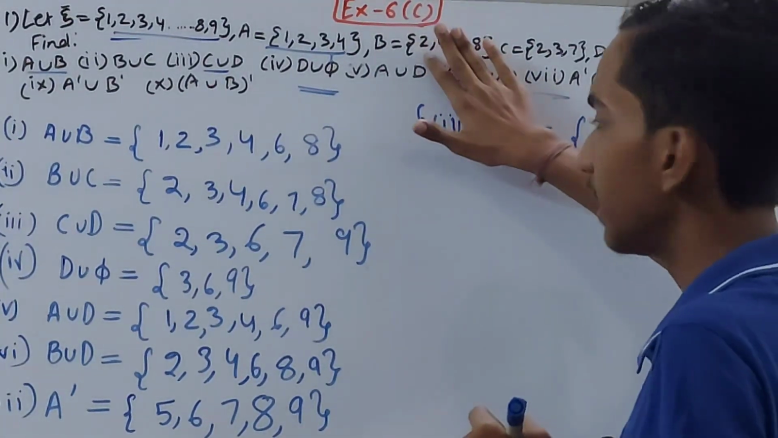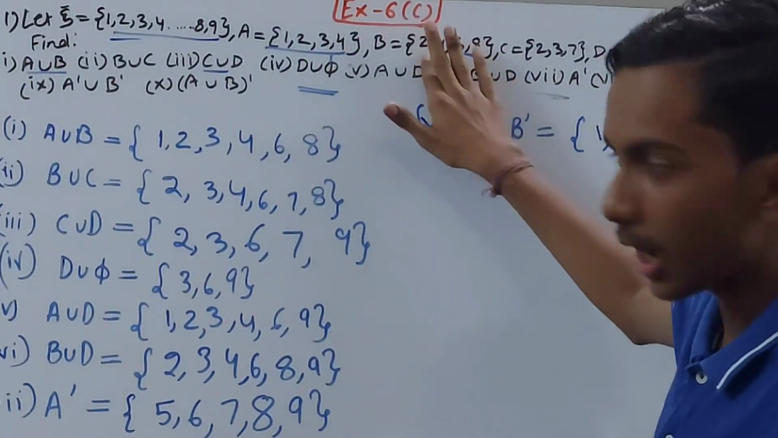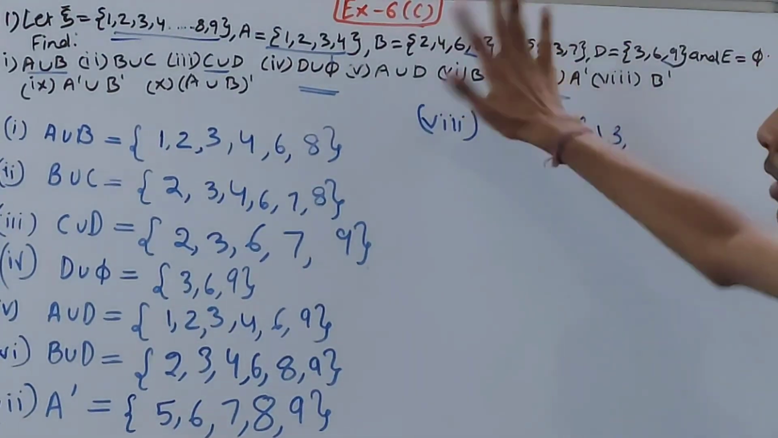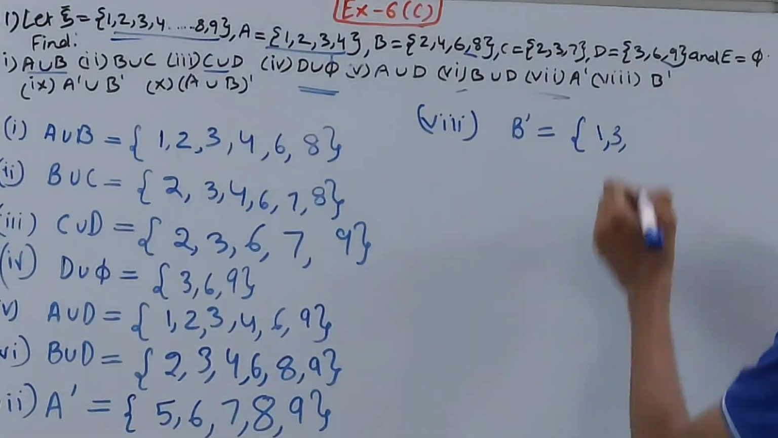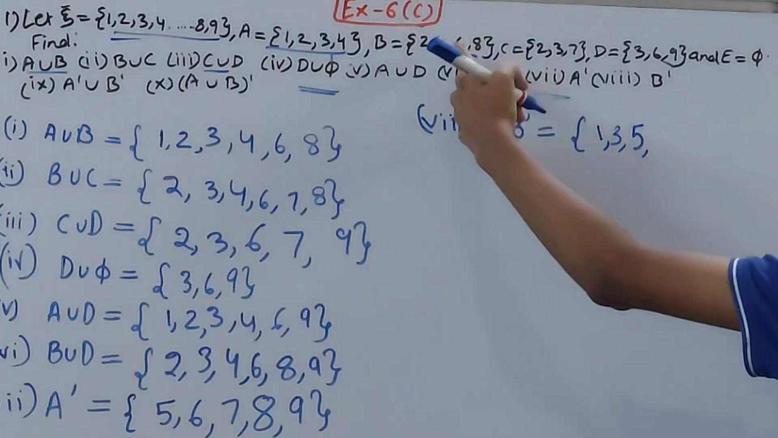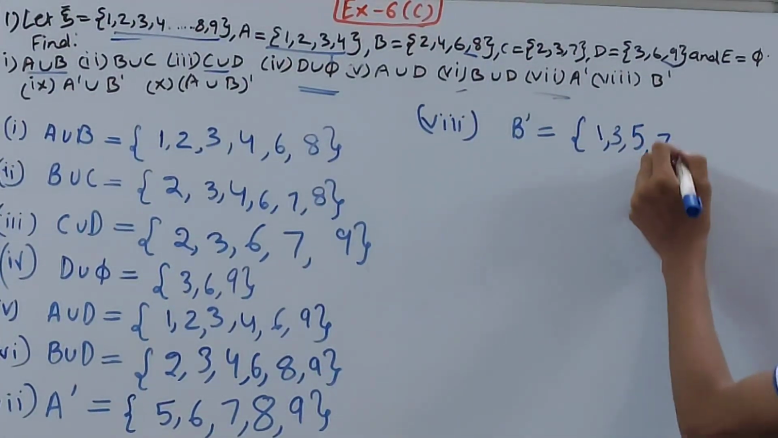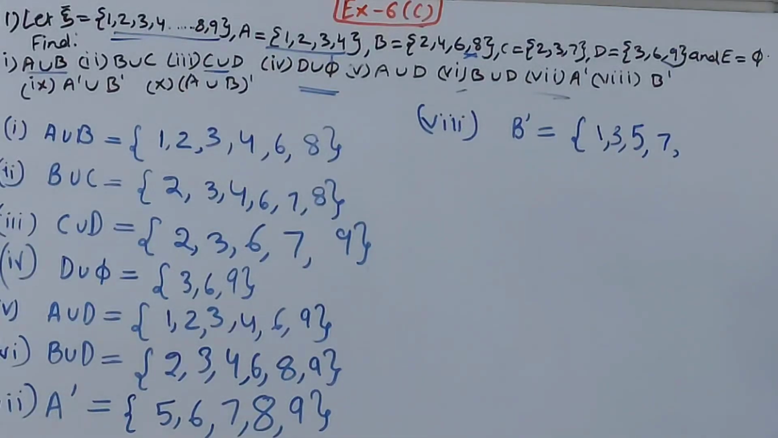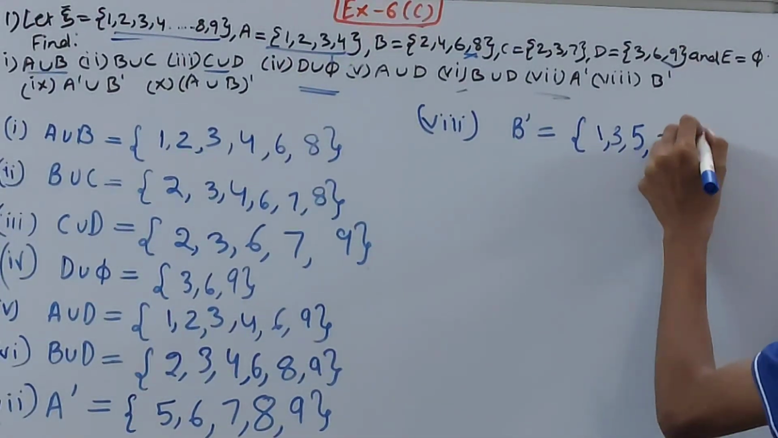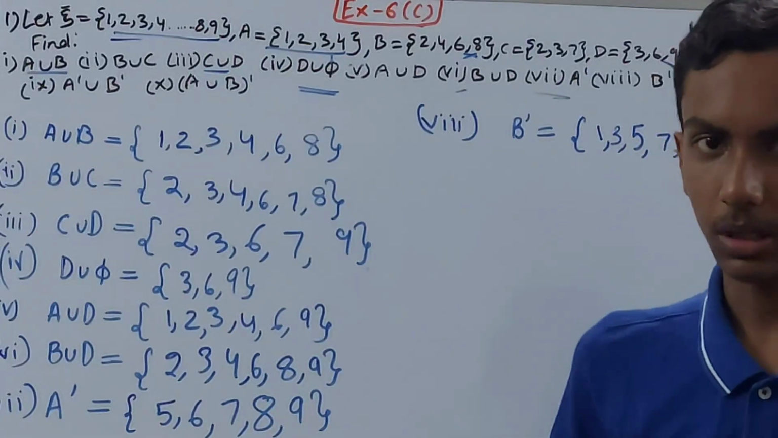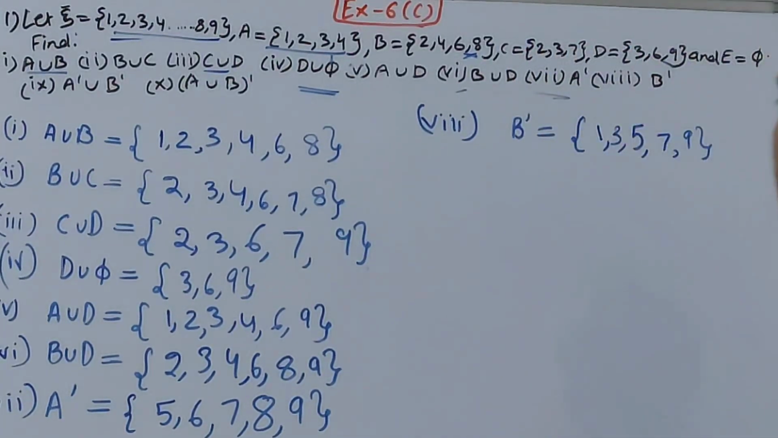2 is already there in set B, right? So you can't write that. 3 is left out, so write it down. 4 is already in this set, so you can't write it. 5 is left out. 6 is already in the set, skip. Now 7 is left out, so you write that down. 8 is also there in set B, so you write down 9. And after 9, the universal set ends, so the complement will also come to an end. So the value of B complement is 1, 3, 5, 7 and 9.